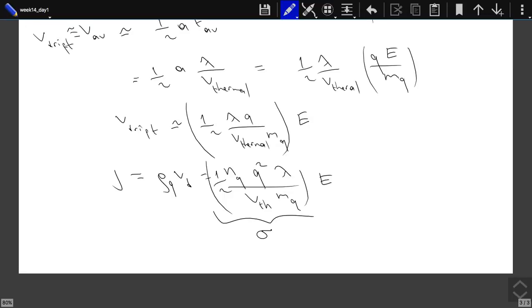Professor, how can we calculate this thermal velocity? Next year you will calculate it in statistical thermodynamics.